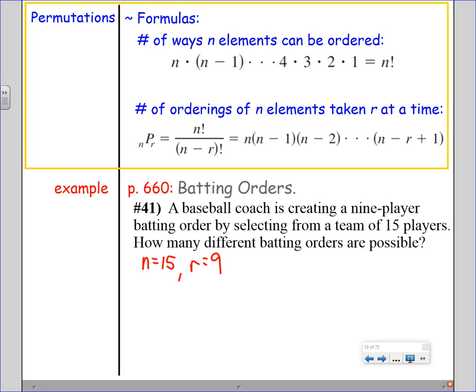So if we were just to strictly say, hey, batting order, I think it's important what order the batters bat, right? Or it would be a different batting order if the arrangement was different. And some of you guys that like baseball, you know that games are made or broken sometimes based on the batting order and how it all turns out. But we could just plug in. And if we just plugged in, we would have 15 factorial all over 15 minus 9 factorial, which ends up being 15 factorial over 6 factorial, right?